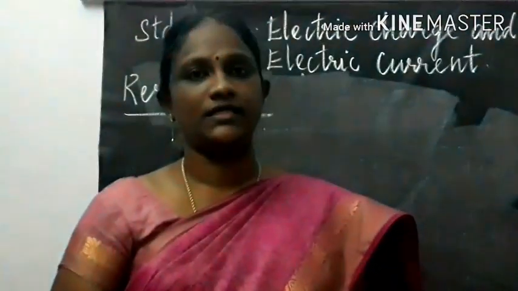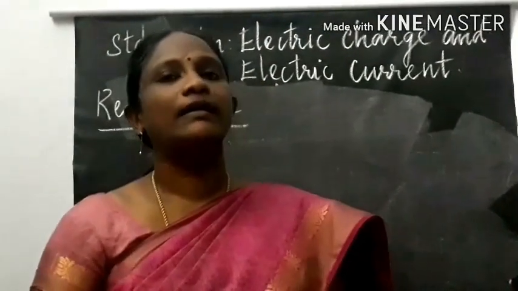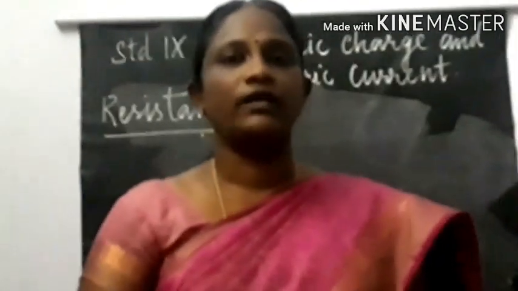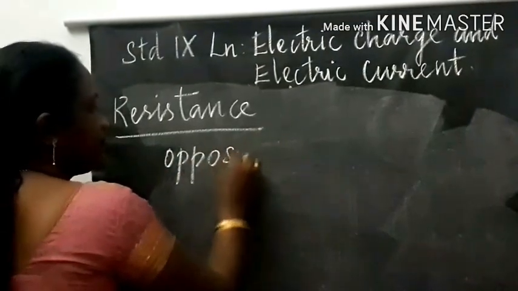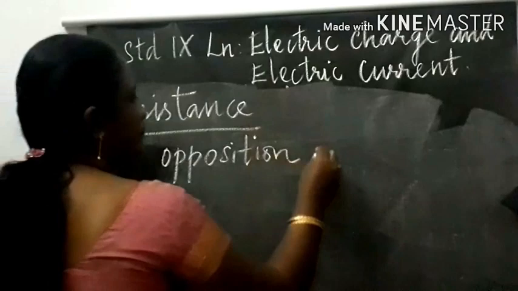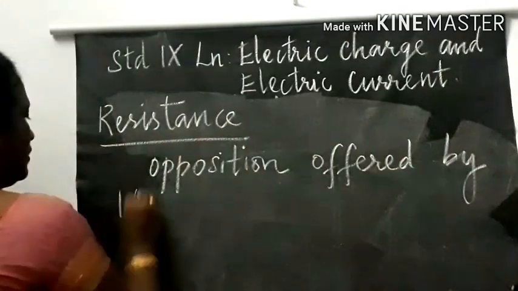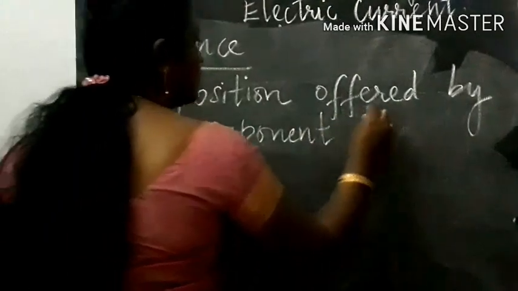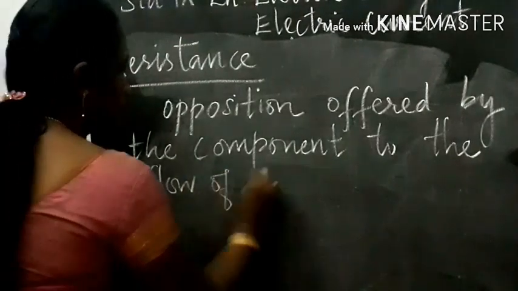Next, let us learn resistance. Resistance means opposing something. So here in our topic, resistance is the measure of opposition offered by the component to the flow of current through it. So what is resistance? Resistance is the opposition offered by the component to the flow of current.